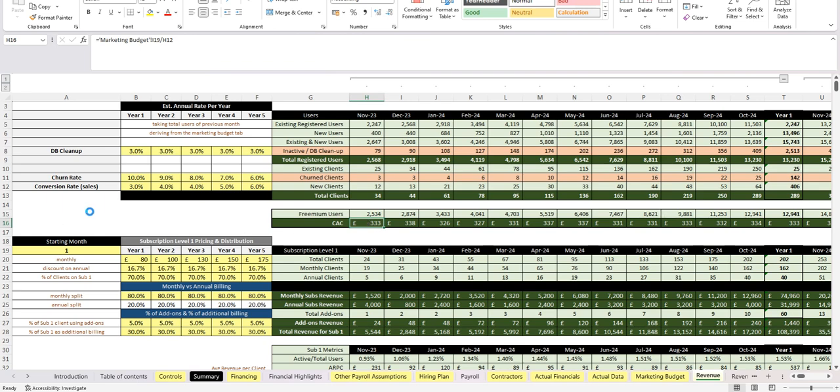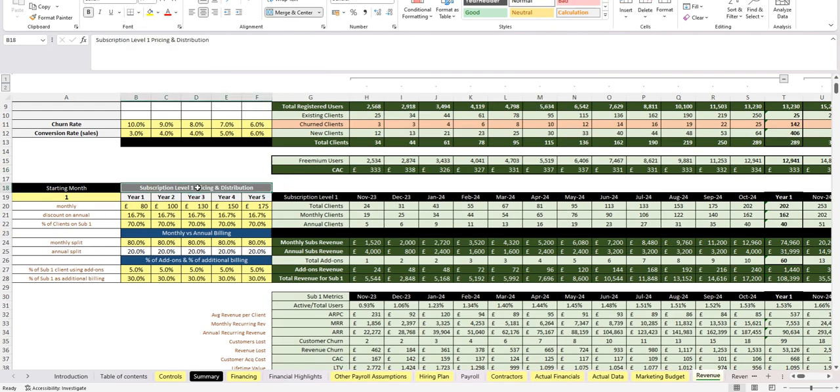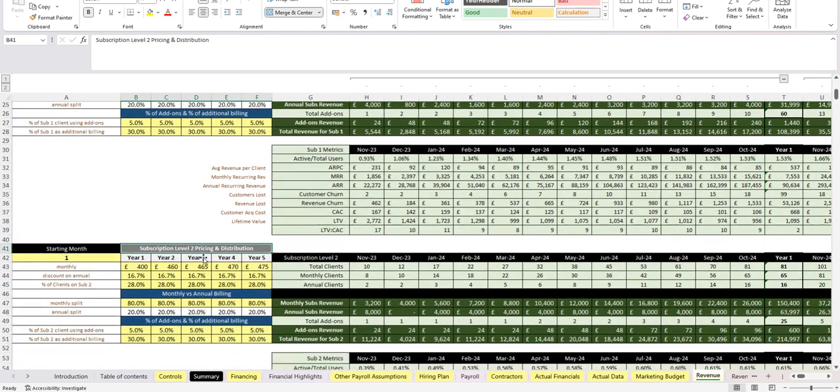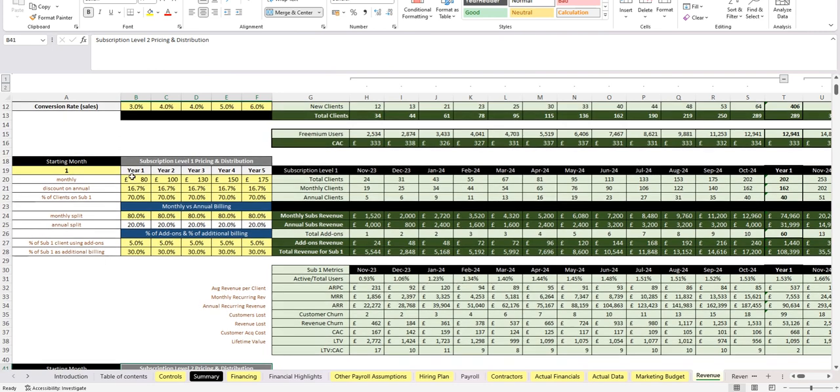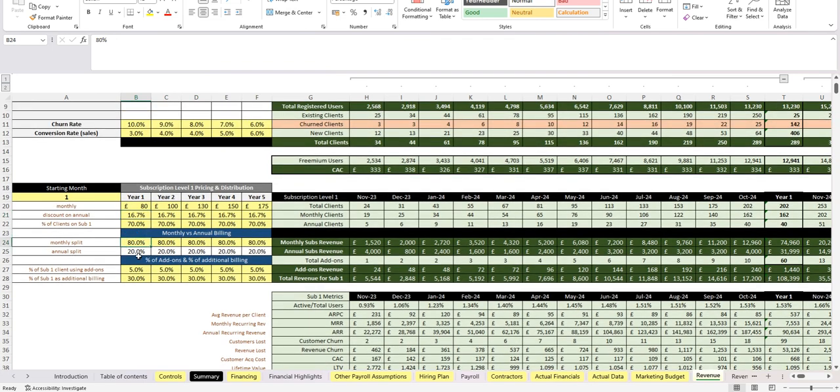And then we have the subscription, because these guys obviously have the level 1 subscription, they have the level 2, the level 3, and what we do here is we have the monthly, we have the discount on annual if they pay the annual, and then we have the split, how many of these users in subscription 1 level will fall under the monthly split or the annual split, and some other add-ons. I mean, this is specific to their model, obviously. Every model we build will be different, okay?